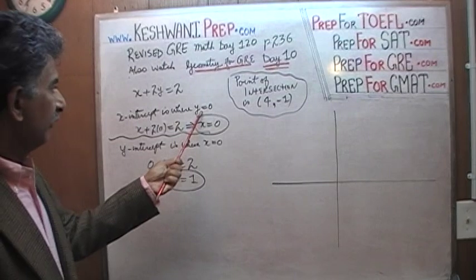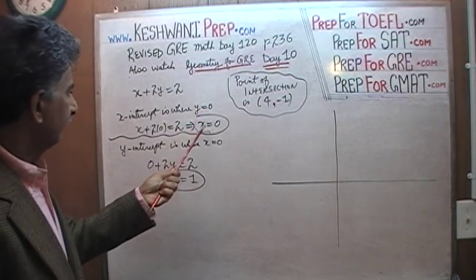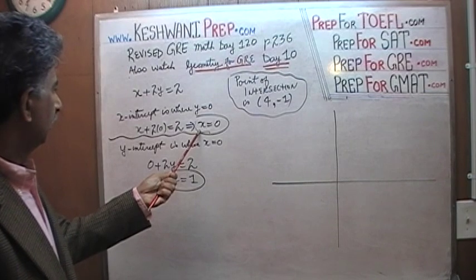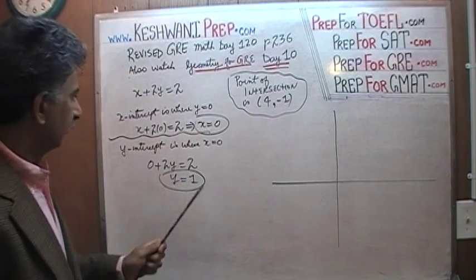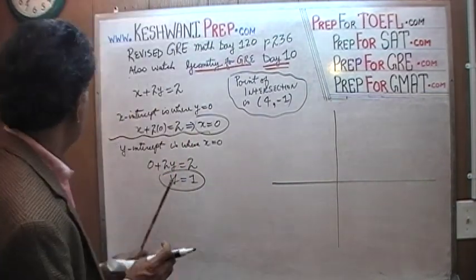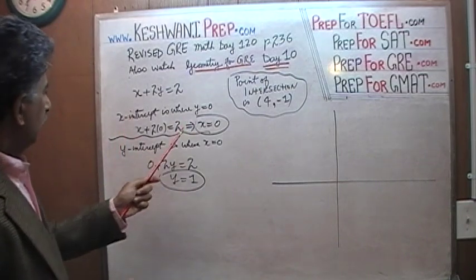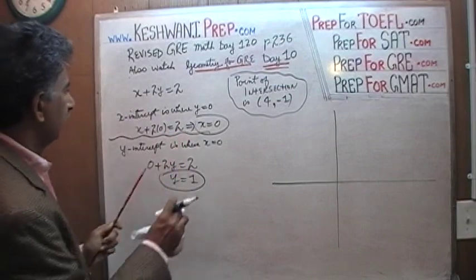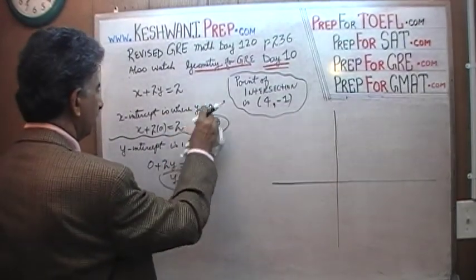X-intercept is where y is equal to 0. When y is equal to 0, x is... What the hell? Why does it say x is equal to 0? When y is equal to 0, x is equal to 2. That's it. I don't know what this was. What was this about?